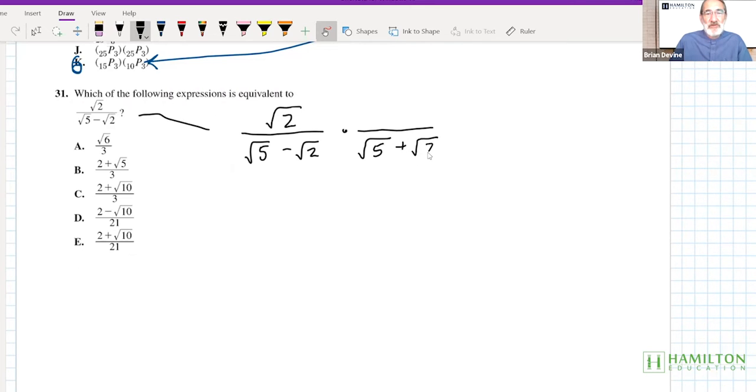Now, this is really just 1 that I'm multiplying by, but it's going to change the look. Multiplying something by 1 doesn't change the value, but it will change the look of this. Because on the top then, I'll end up with root 2 times root 5, which is root 10.